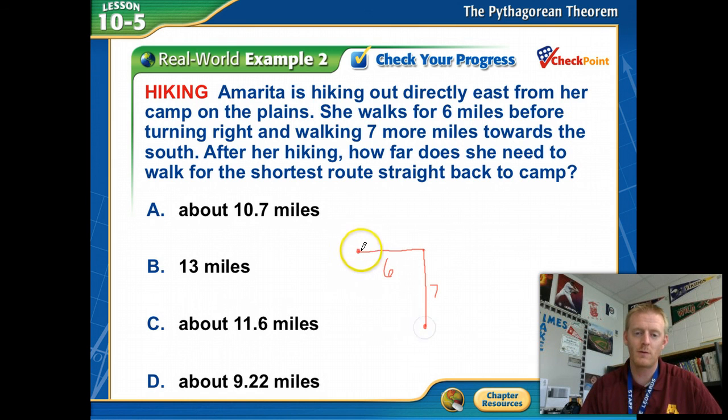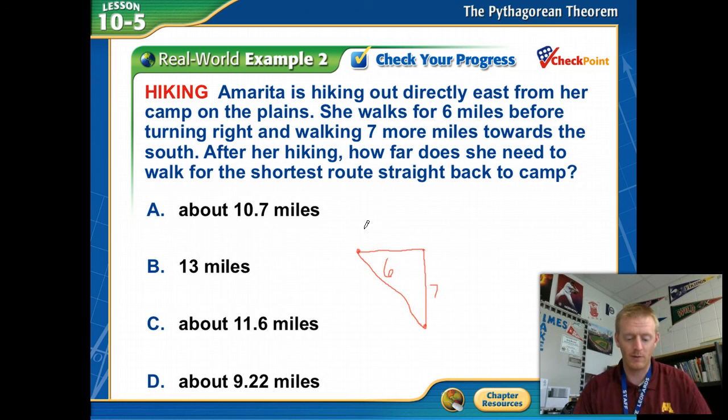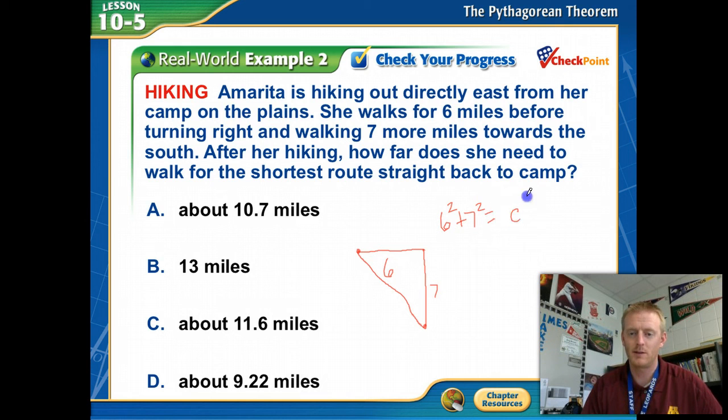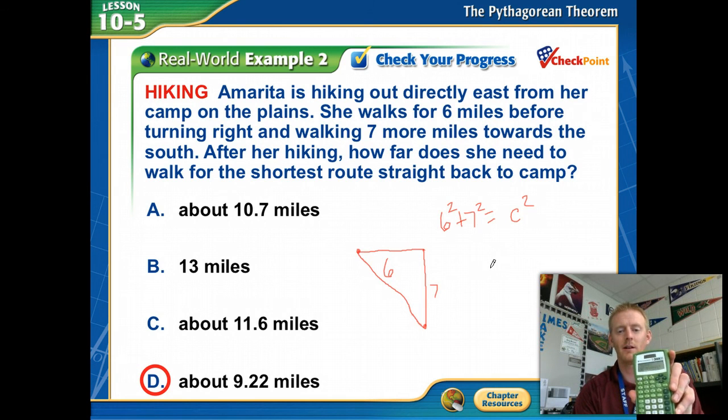Remember, the shortest route for any 2 points is a straight line, not the curvy line that I drew. So our job is again to find the shortest route here. This would be the way that the bird flies. So we have 2 legs and are trying to find the hypotenuse of the triangle. So 6 squared plus 7 squared, and then the square root of that, and we get ourselves a very quick answer. So 6 squared plus 7 squared is equal to c squared. And we find our answer to be about 9.22 miles, just like I have in the calculator here. All right.